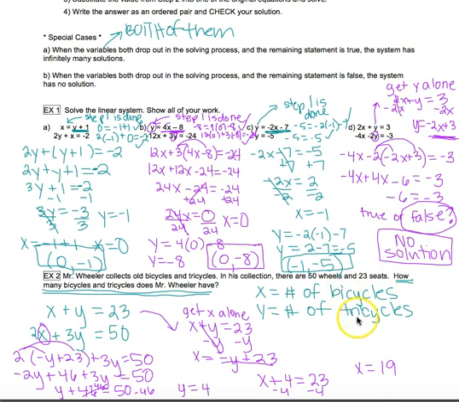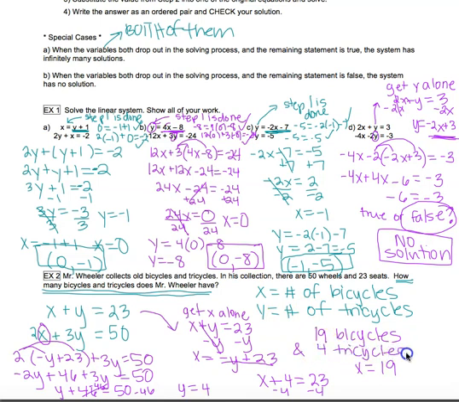Now, this is going to be an exception because we're not going to write our answer as an ordered pair. The reason being that this is a word problem, we need to answer the question. So how many bicycles and tricycles does Mr. Wheeler have? Well, we said x is the number of bicycles, which is another reason why you really need to write this out, define the variables. So we would say 19 bicycles and 4 tricycles.